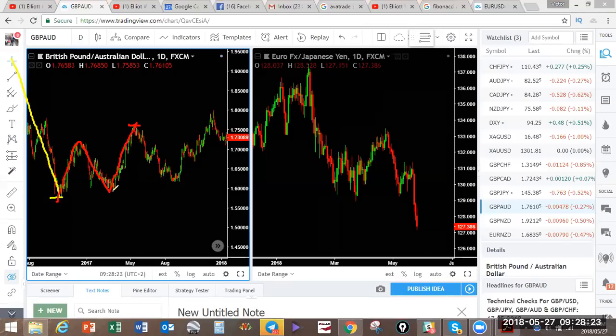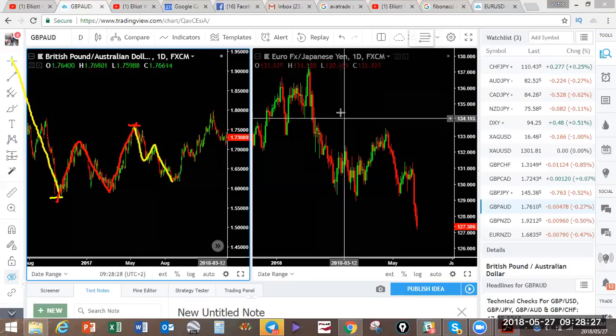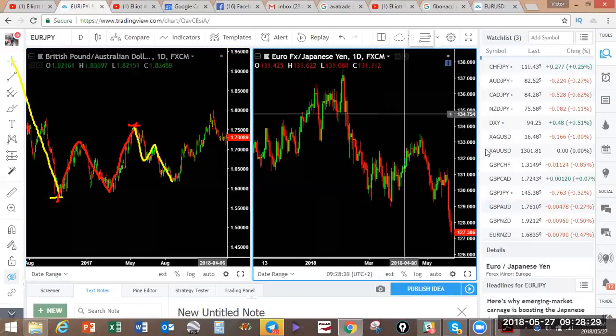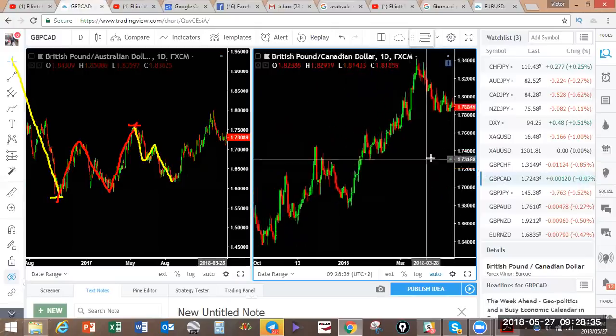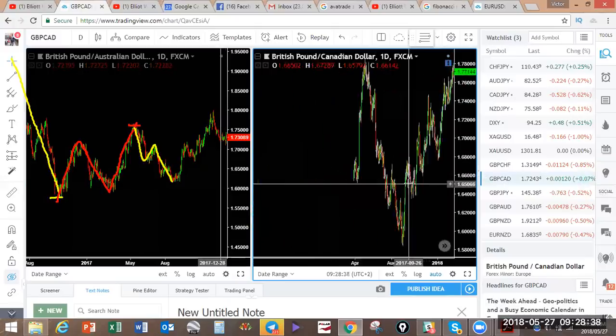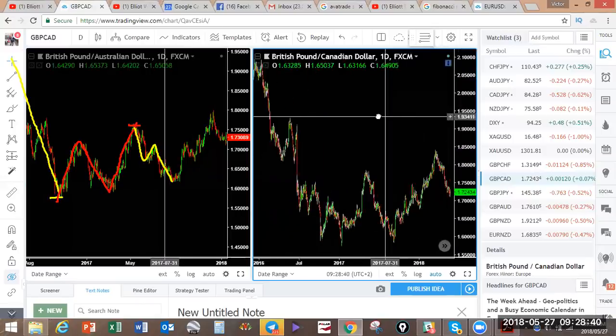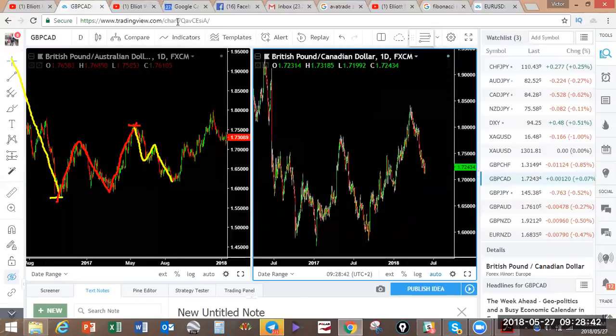Why? Because we had made a 3-wave move and we wanted to get another 3-wave move pullback. So what is happening on the right-hand side here? I need to get pound CAD. We're looking at pound CAD now. On the left-hand side, you will see that this move in red has already played out. It played out in August of last year.